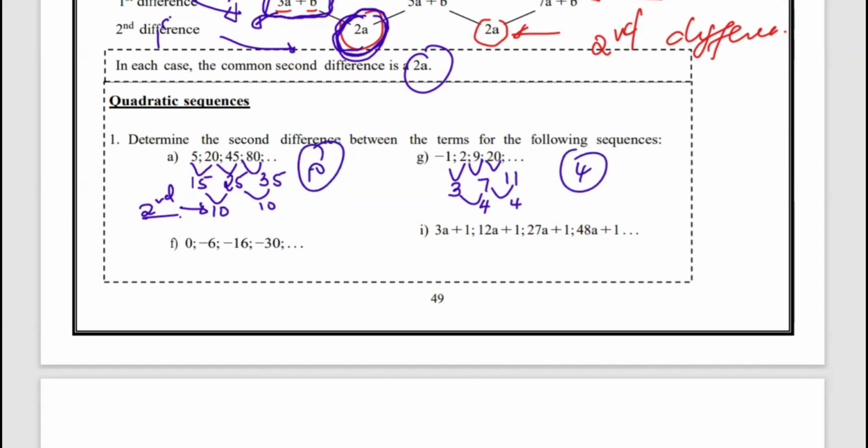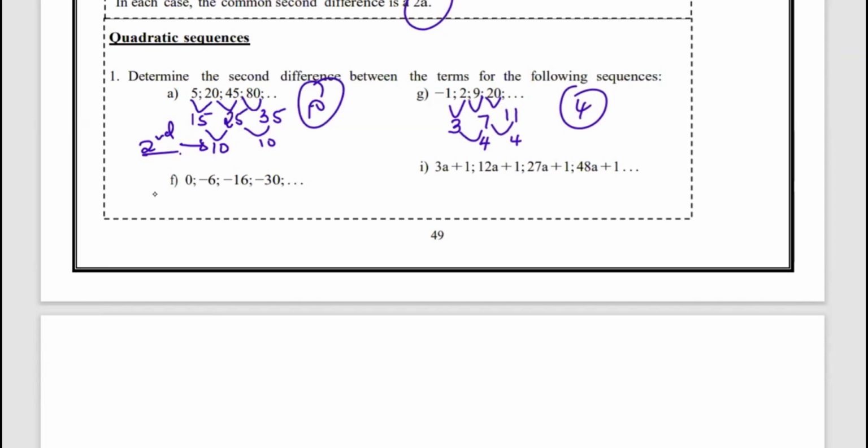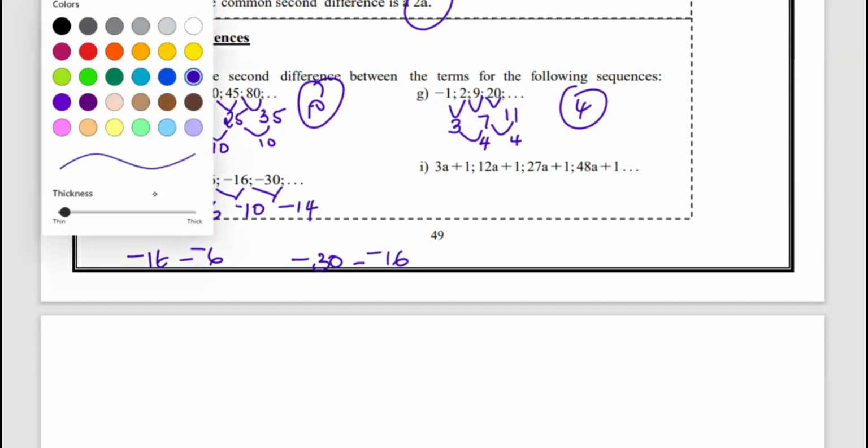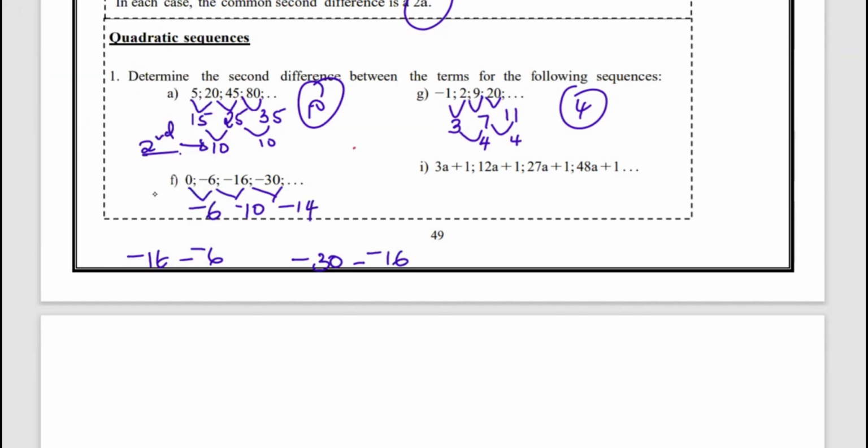All right, then let's look at F. With F, we have 0, negative 6, negative 16, and so on. So the story continues, T2 minus T1, which is going to give us a negative 6. And then negative 16 minus 6, that's going to give me a negative 10. And then negative 30 minus 16, which is a negative 14. So let's get our second differences. That's going to be a minus 4, then a minus 4. So our second difference here is negative 4.